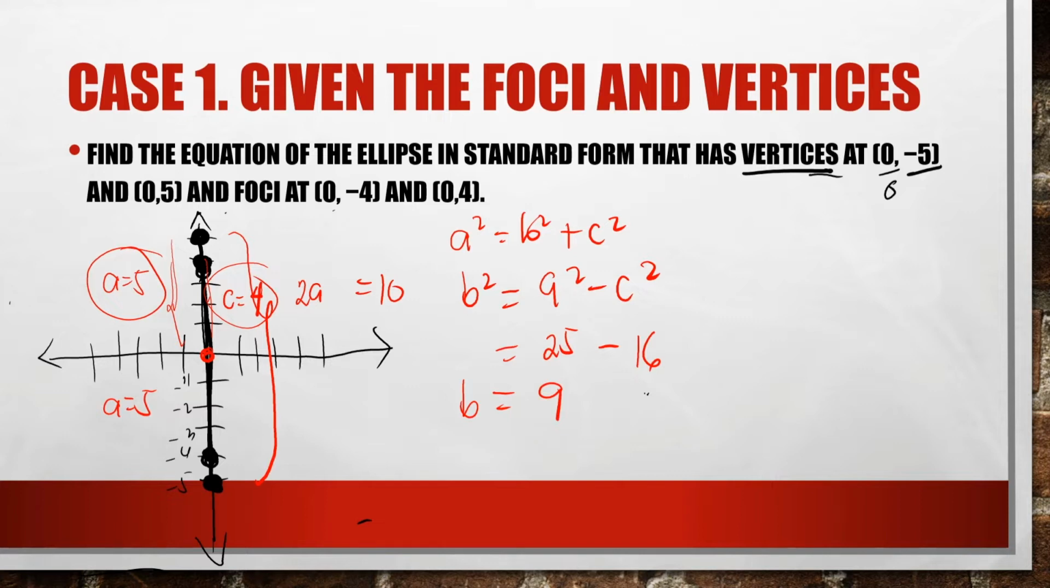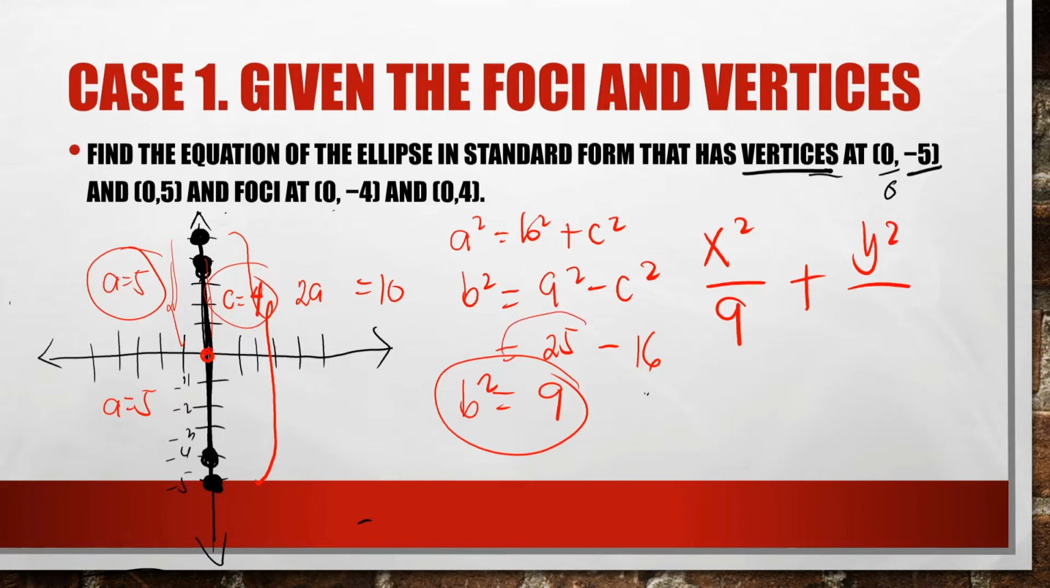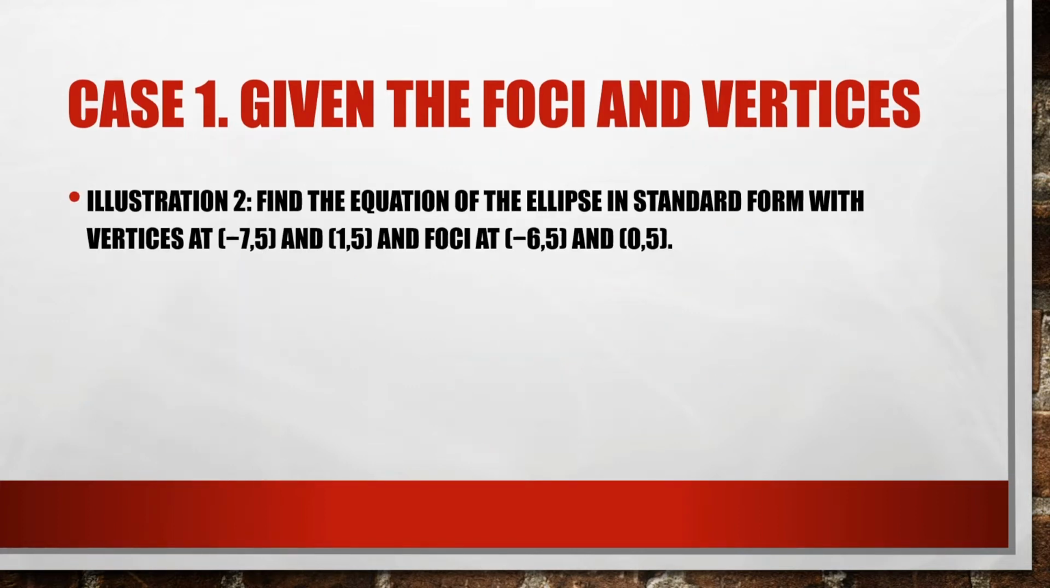Given na yung a, b, and c, direct sub lang natin ulit sa standard equation, x squared over, since yung minor axis natin ay nasa x-axis, yung b squared is partner nung x-axis, etong 9, plus y squared over yung a squared, which is 25. So, ito yung 5 squared, 25, is equal to 1. Ganun lang din. So, another example, ganun lang din yung gagawin.